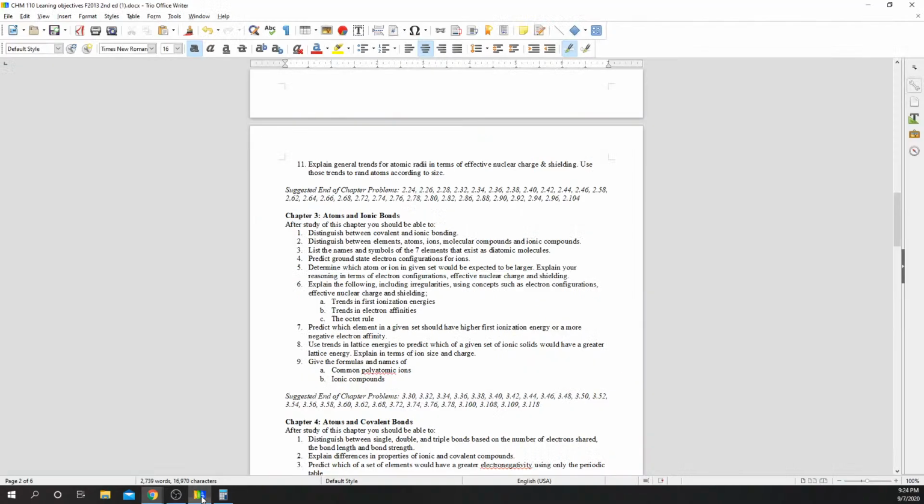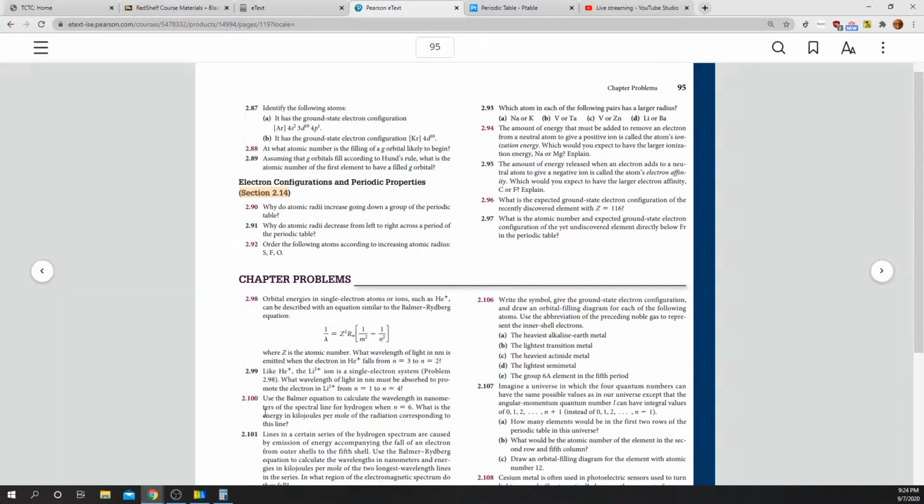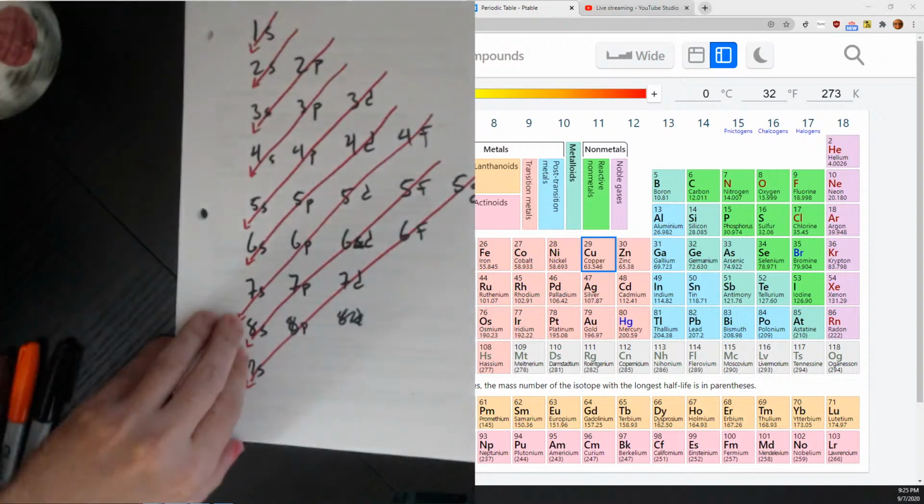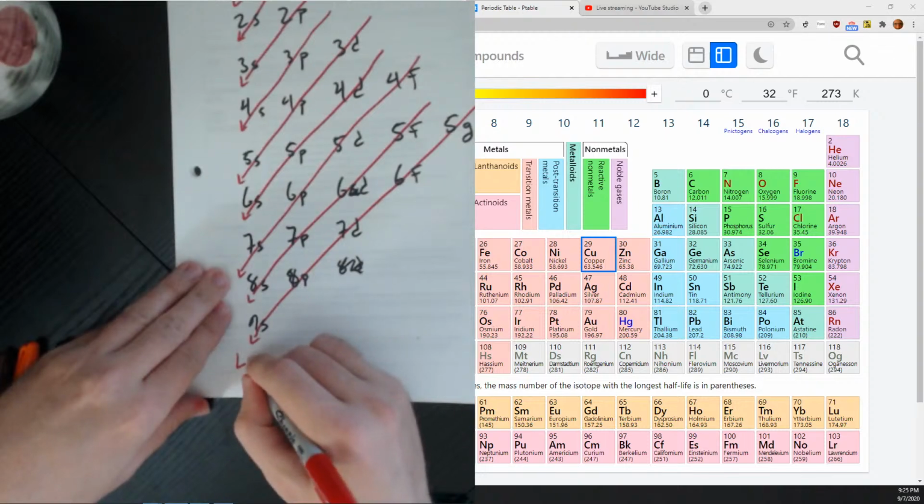And I believe 96 is next. Yes, 96 is the last one in this group. What is the expected ground state electron configuration of the recently discovered element with Z equals 116? Go to our periodic table. 116 is livermorium, named after someone named Livermore, apparently. So it is in the P block. It is in the fourth column of the P block. It is in the seventh row. So, livermorium, that is Lv.